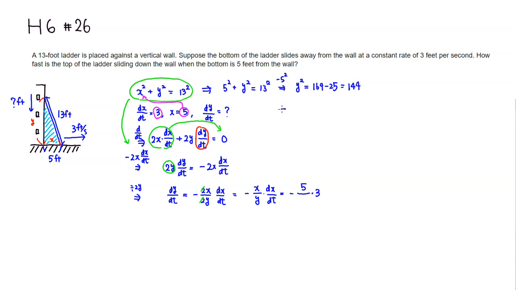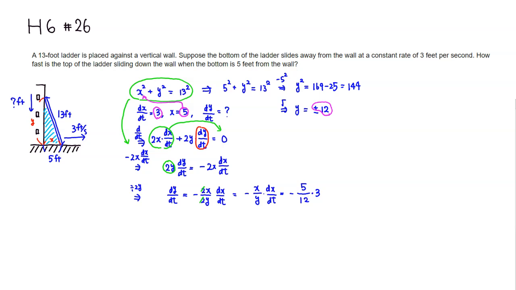Then we can take the square root of both sides to find y. This is going to be plus or minus the square root of 144, which is, luckily, exactly 12. But y is a length, so we have to pick the positive one. It's going to be positive 12 as the value of y. So we're going to put 12 in there.